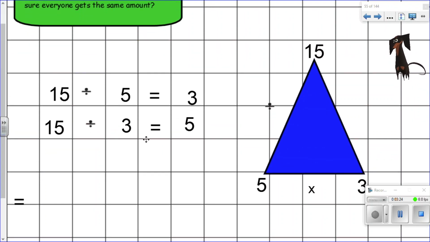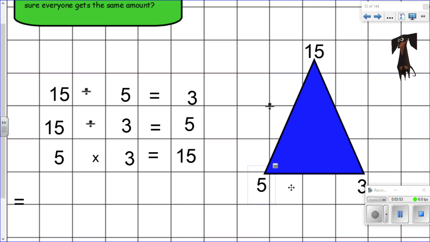Now we can show our multiplication facts. 5 times 3 equals 15. And what do we know about multiplication? It can be done in any order, commutative property or law. So that means that we can change it around. So 3 times 5 equals 15. And you can check to make sure that this is correct by solving that problem using inverse. Okay?